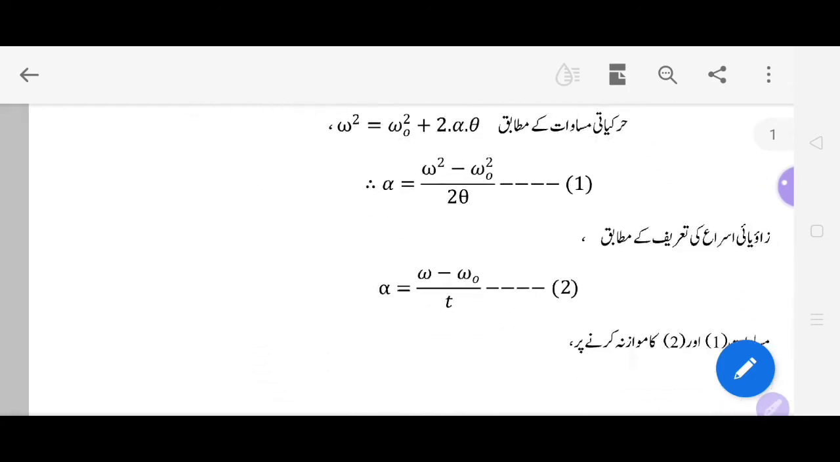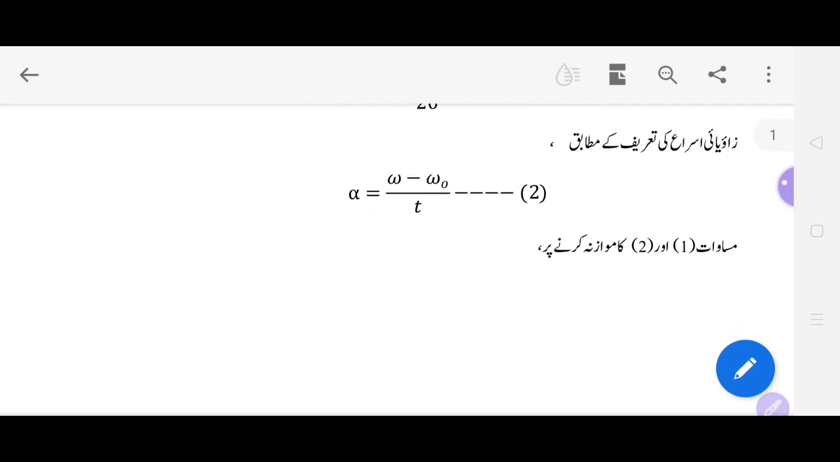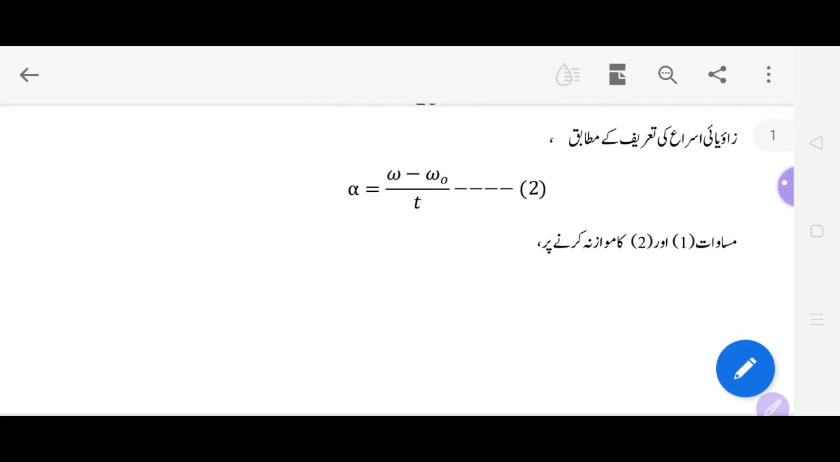Now we can use the definition of angular acceleration. We know that angular acceleration is equal to the rate of change of angular velocity. It means alpha is equal to the change in angular velocity, omega minus omega 0, divided by time. Therefore, alpha is equal to omega minus omega 0 divided by time. This is our equation number 2.